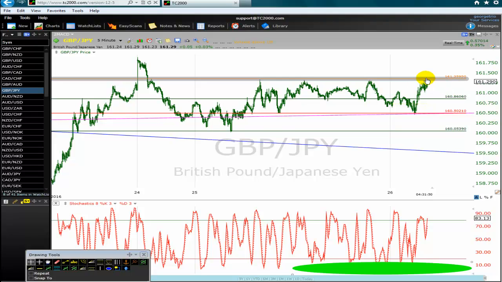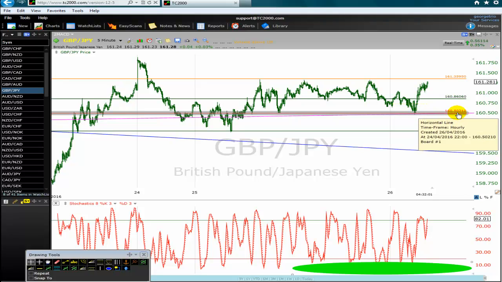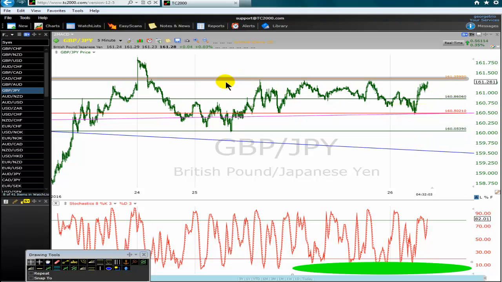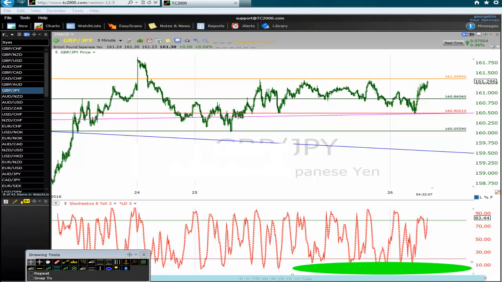So if you want to buy, we will buy a breakout above 161.35, retest, and turn around, or right here at 160.50, paying attention to the market pattern on the hourly chart. All right, it makes sense.